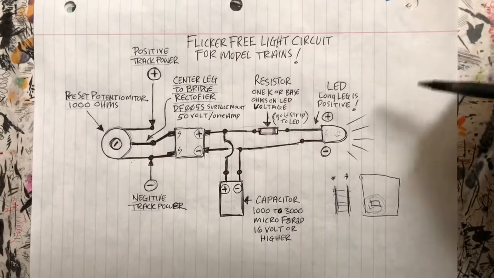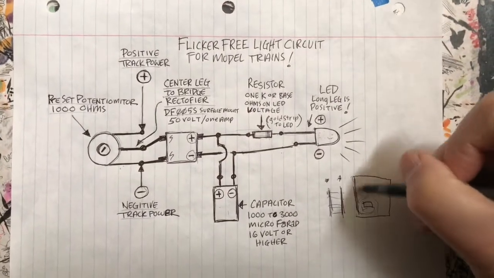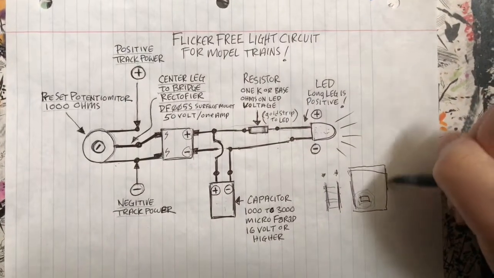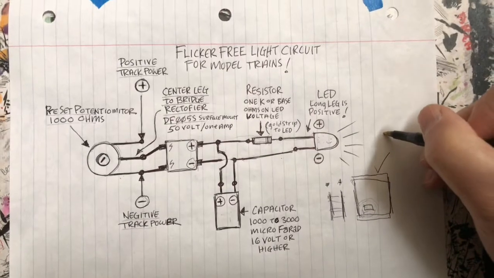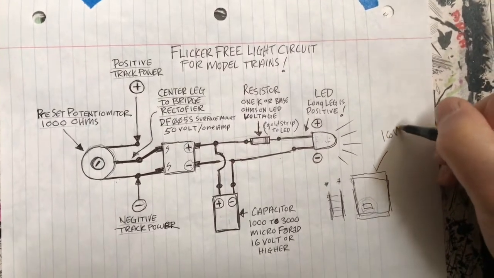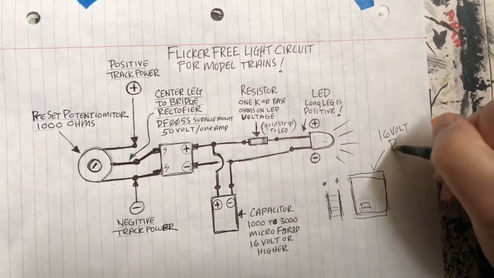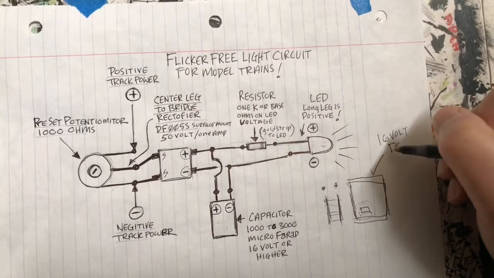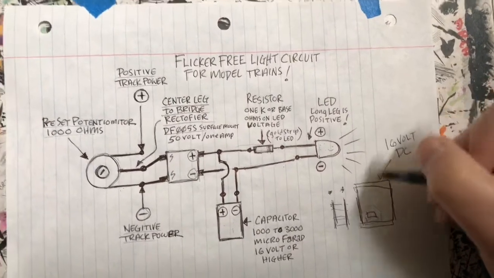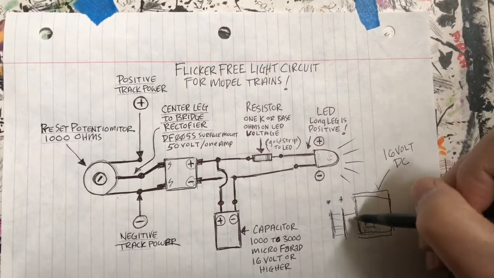Alright, so some of the items we have is our train power supply, which is generally 16 volt DC. They say it's 12 volt, but the actual output can be as high as 16. Then you have power going to your track.